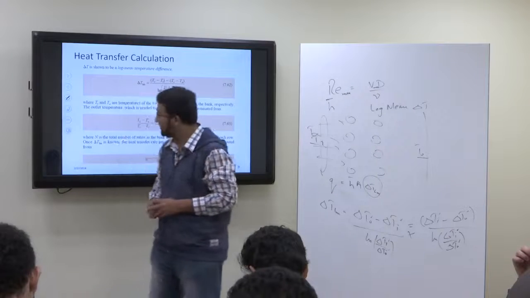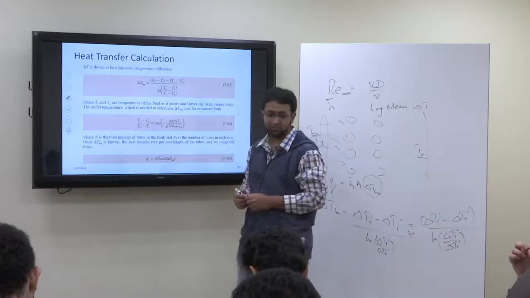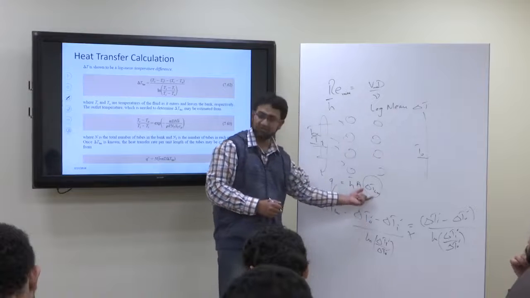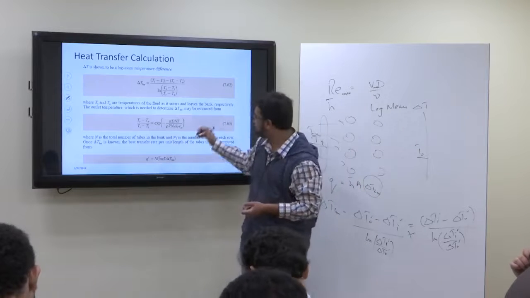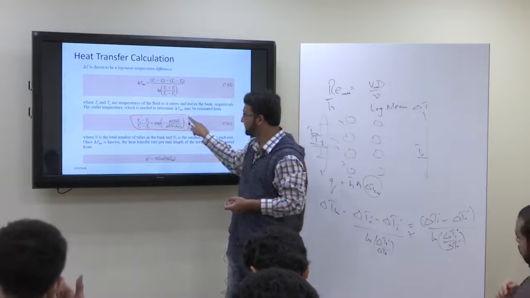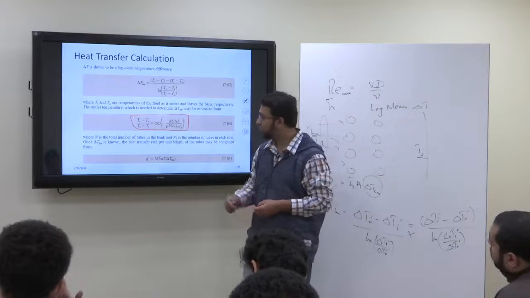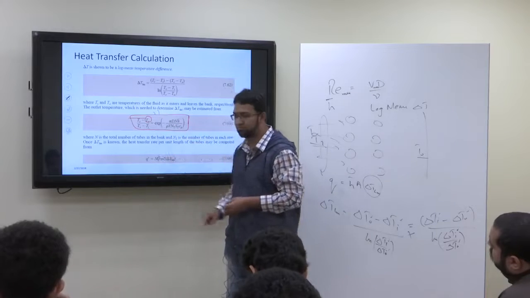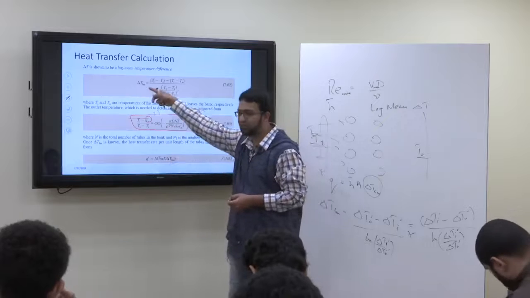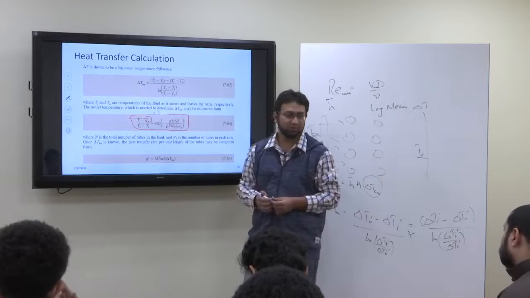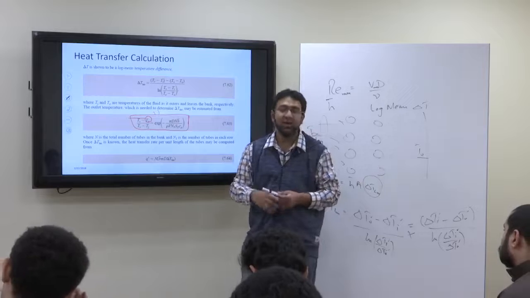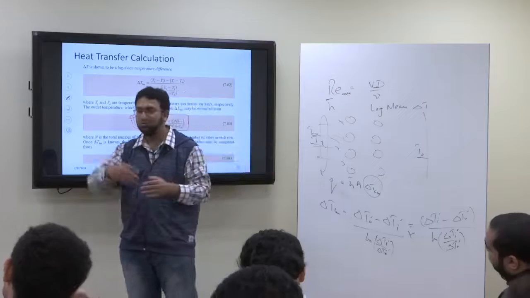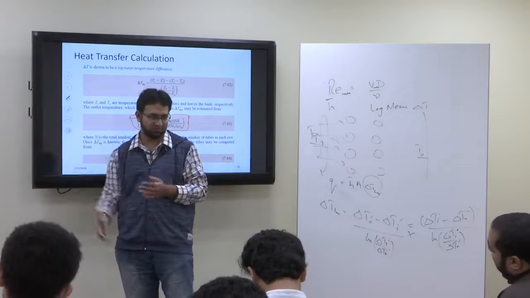If this is the case, then you need to find out first what is T naught, because unless you know the outlet temperature, you cannot find delta TLM. So in this case you have to use this formula. This formula is another formula just to find T naught, because if you don't know T naught, you cannot find log mean temperature difference. And in most of the cases you know what is the inlet, but you don't know the temperature after passing the tube.